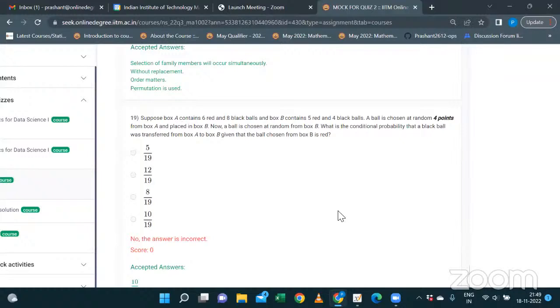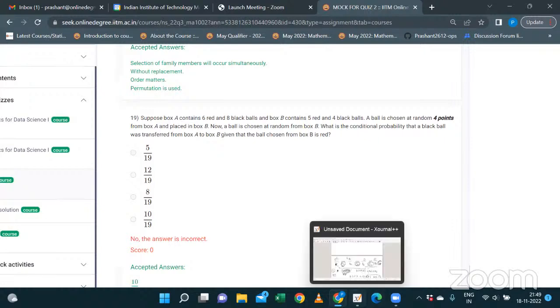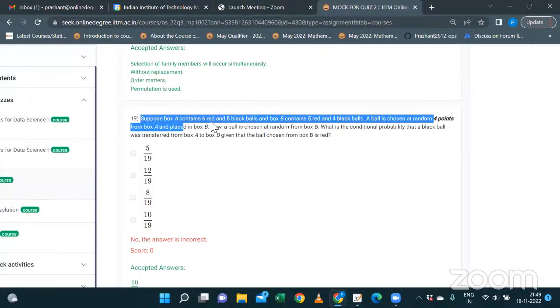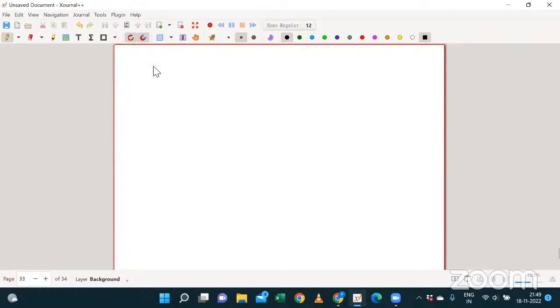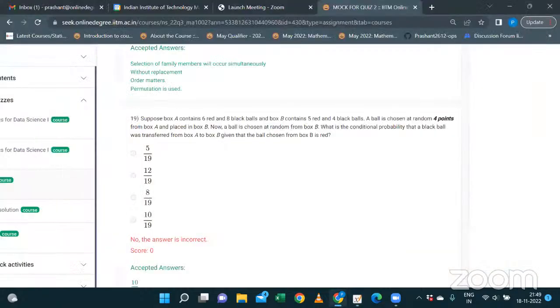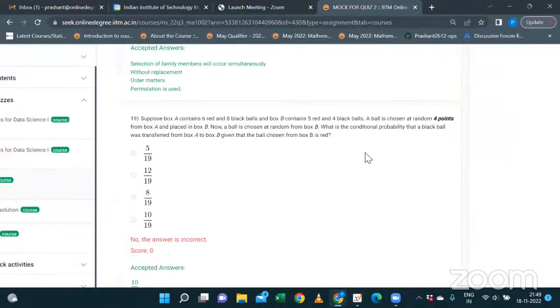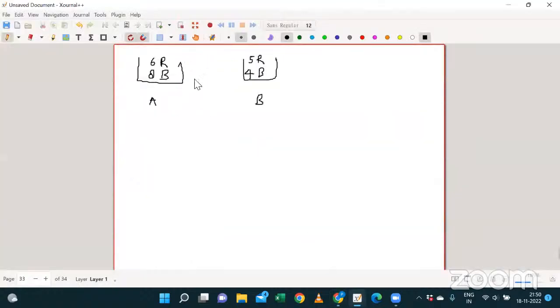Okay, what is your doubt? Let's go through what is given to us and what is not. Let's write down each and everything. The question says, suppose box A contains 6 red and 8 black balls, and box B contains 5 red and 4 black balls. Now a ball is chosen at random from box A and placed in box B. That means I'm going to choose a ball from A and place it in box B, correct?